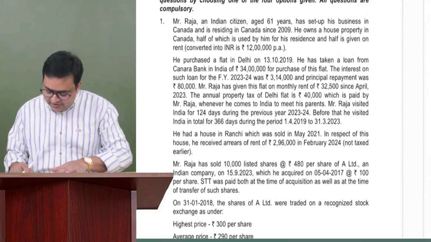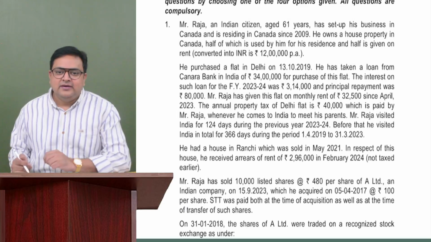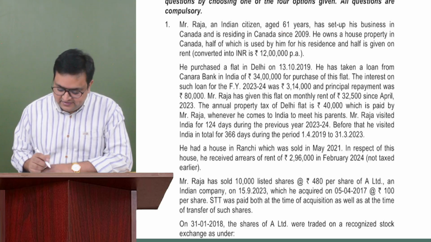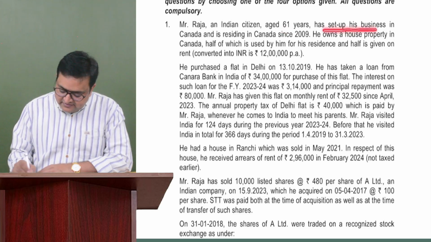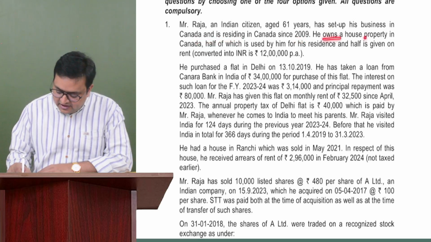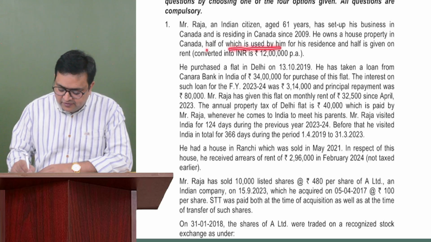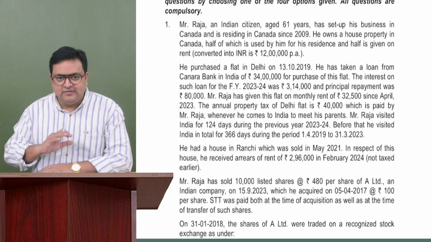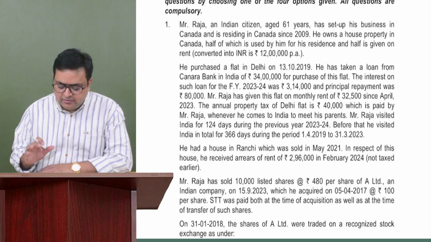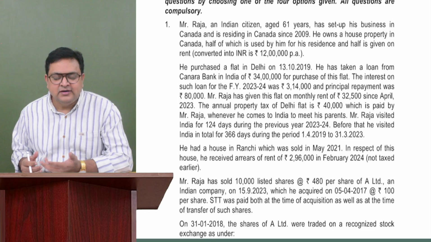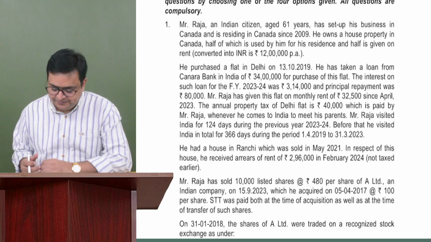Now it would be good if we read the case study. It says Mr. Raja, an Indian citizen, age 61 years, senior citizen, has set up his business in Canada and is residing in Canada since 2009. Correct. He owns a house property in Canada, half of which is used by him for his residence, and half is given on rent, converted into Indian rupees, 12 lakh rupees. So this is his Canadian property. This income is not arising in India. Nothing is said about it being received in India. So if this person is a non-resident or a not ordinary resident, we understand that this income should not be taxable, right?